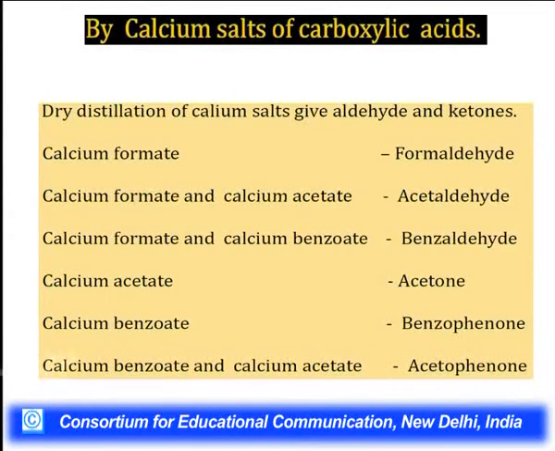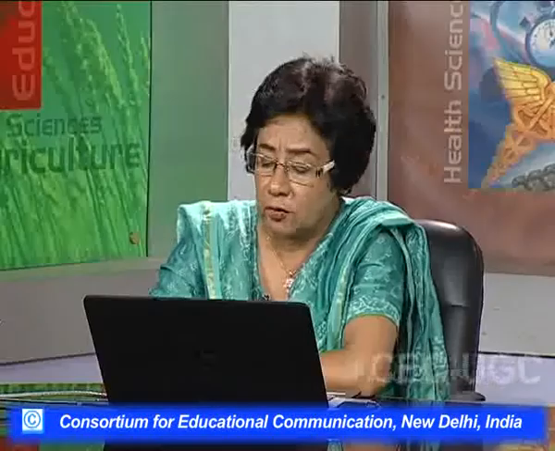If we take calcium formate and heat it, we get formaldehyde. If we take calcium formate and calcium acetate, we'll get acetaldehyde. If we take calcium formate and calcium benzoate, we get benzaldehyde. And if we heat calcium acetate, we will get acetone. Similarly, calcium benzoate will give us benzophenone.